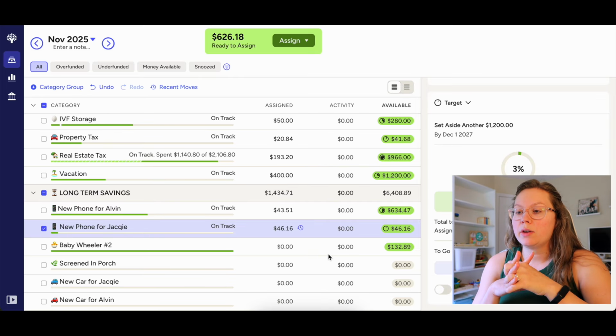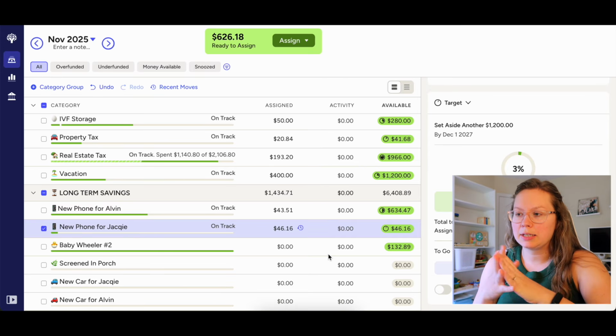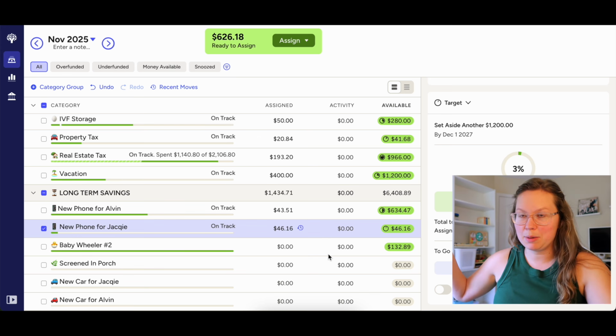Now, baby Wheeler number 2, that was something that we were working on at the beginning of this year. We had to do IVF. I did get pregnant, but then I miscarried at 10 weeks. So we still had to pay for all of that stuff, and it was over $3,000. So I did have money saved in here, but it got used for that, and obviously you don't have a baby to bring home.